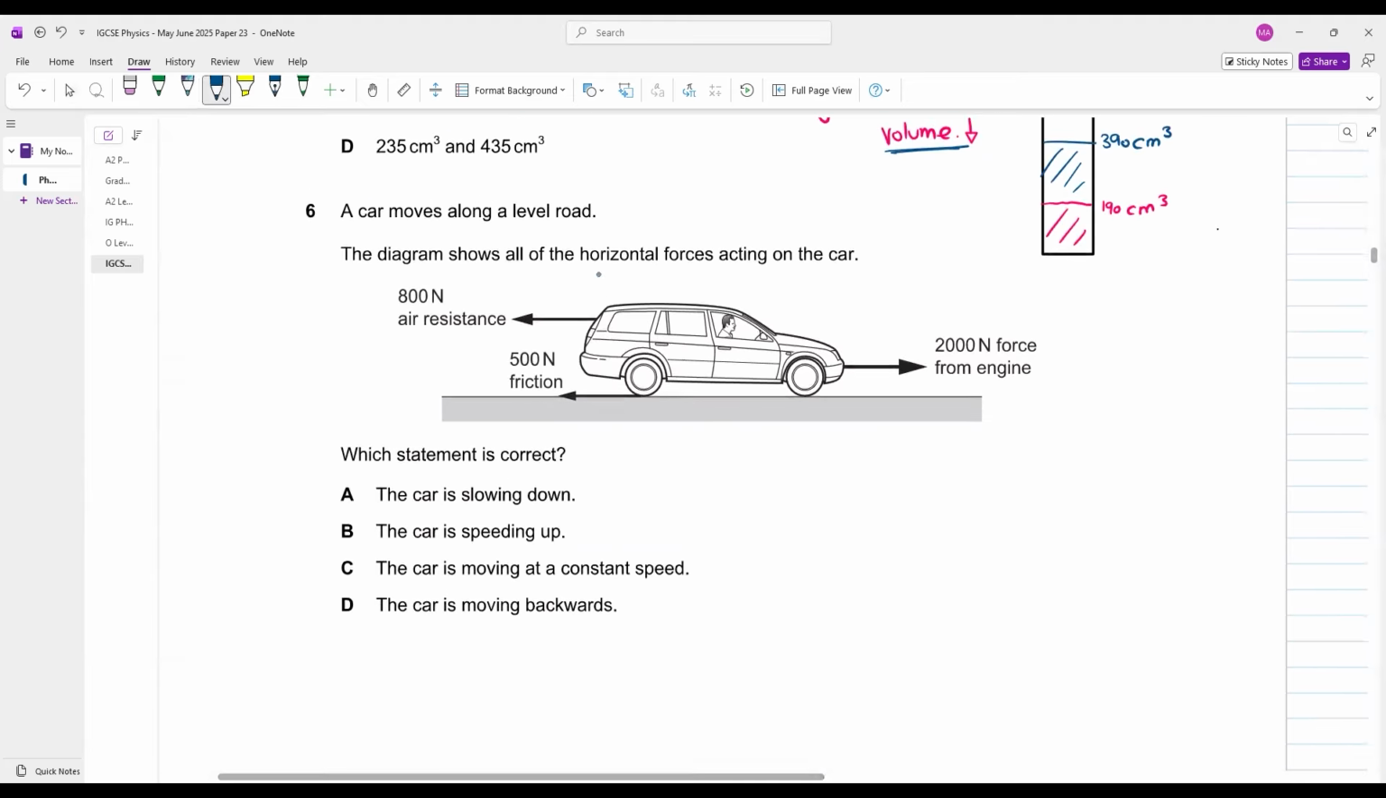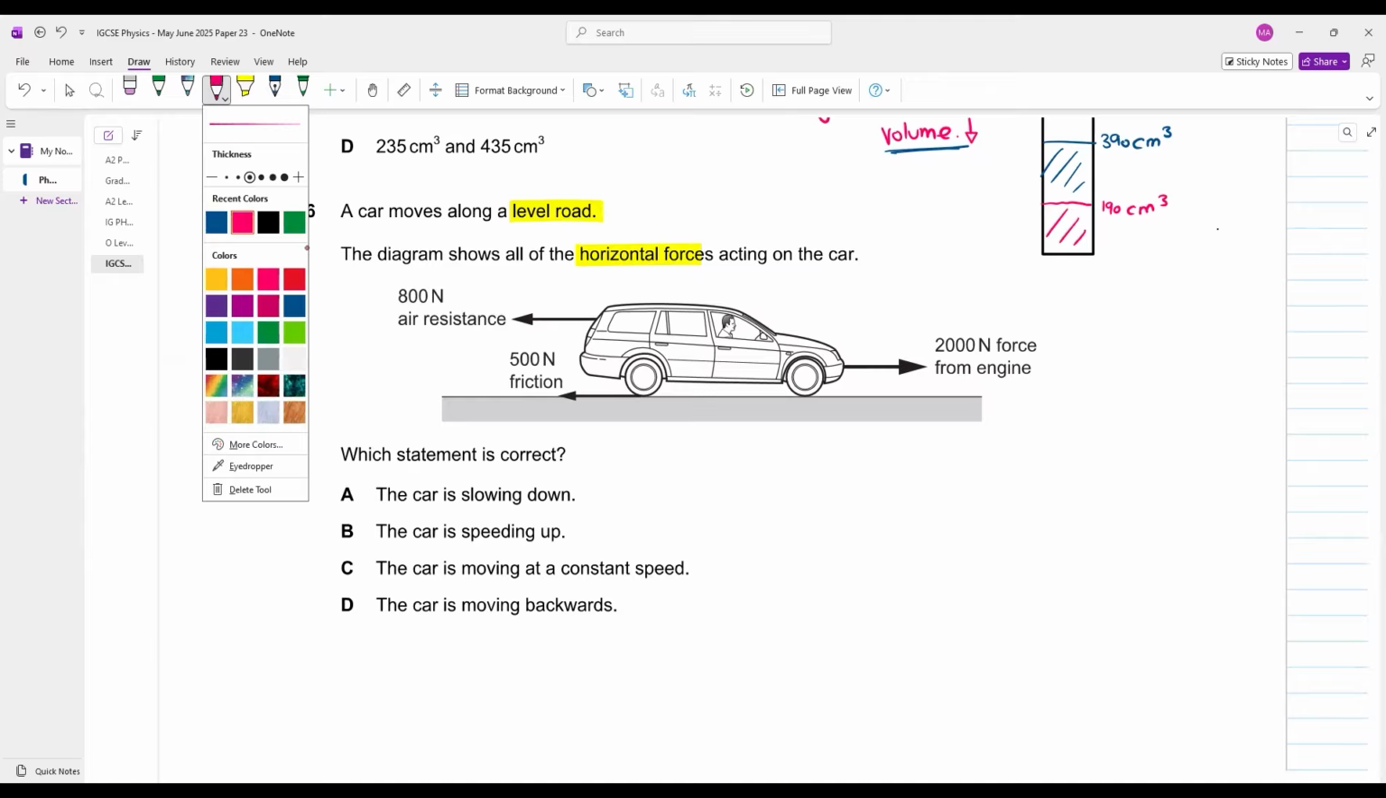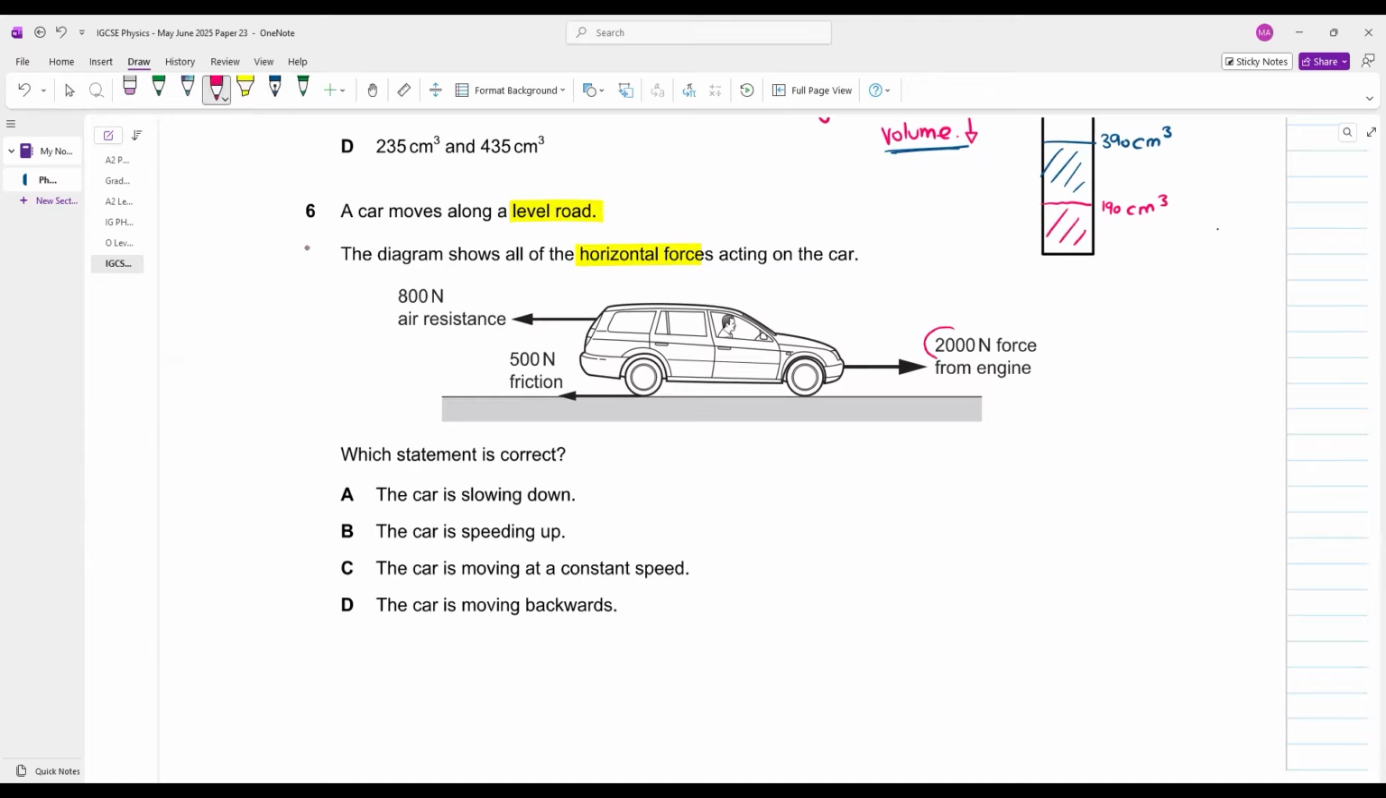Now let's see question number 6. A car moves along a level road. The diagram shows all of the horizontal forces acting on the car. Which statement is correct? Can you see the forward force is 2000 Newton? The backward force is 800 Newton and 500 Newton.